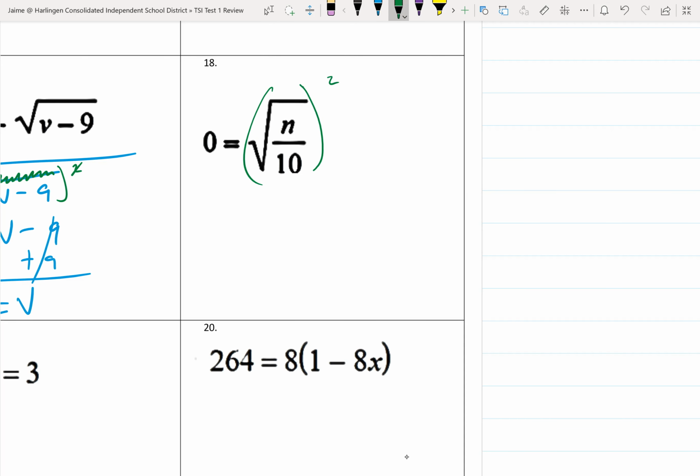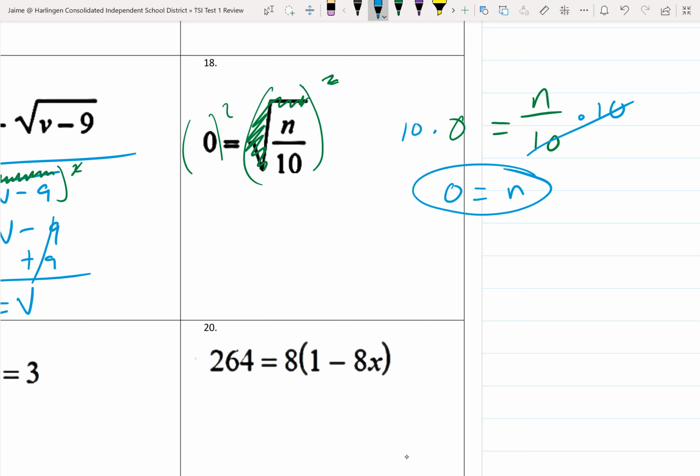Parentheses little 2, parentheses little 2 on this side also. This 2 cancels all of this. It's all gone. So all we have left is just n over 10 is equal to, what's 0 squared? 0 times 0, that's just 0. Now, n divided by 10. How do you get rid of the divide by 10? It would be times 10. Times 10 to both sides. 10 times 0 is still 0, so n is 0. All right.